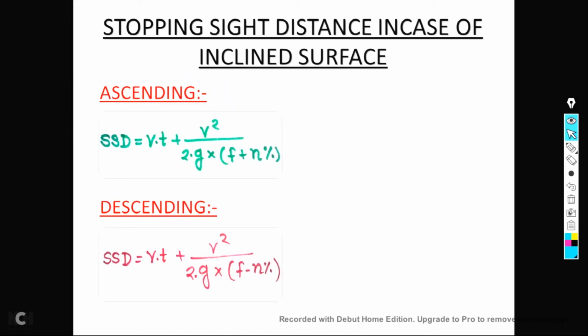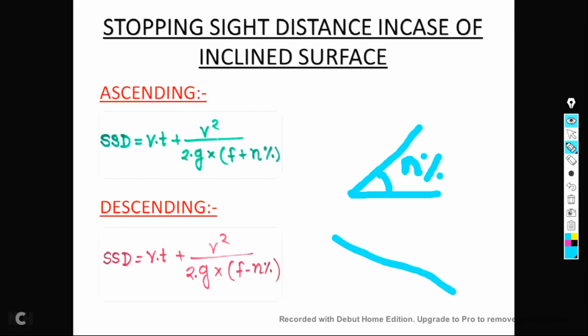So stopping sight distance in case of an inclined surface: if the road is ascending, that means the slope is increasing, the stopping sight distance should be Vt plus V square by 2 into g into f plus n percent. This n percent means the slope of the ground. This should be provided in the question, so do not worry about this. And for a descending gradient, the SSD should be Vt plus V square by 2 into g into f minus n percent. For ascending, the term should be f plus n percent. For descending, the term should be f minus n percent.